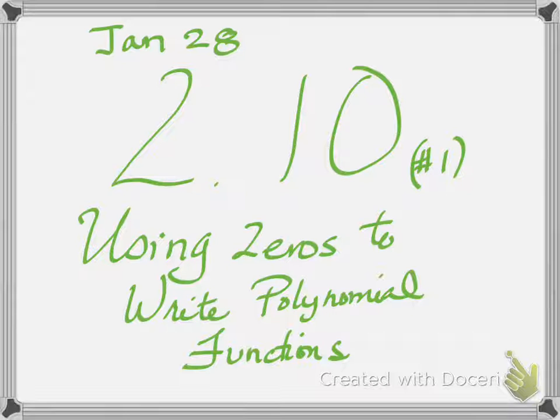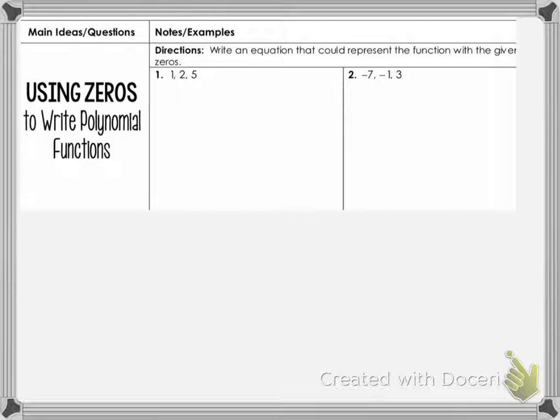So what we're going to do today is figure out how we write polynomials using the zeros. So we're going backwards. We're taking the zeros, we're writing them as factors, and then we're multiplying them out. Okay, so here we go. Start with directions that say write an equation that could represent the function with the given zeros. Okay, so let's see what that means.